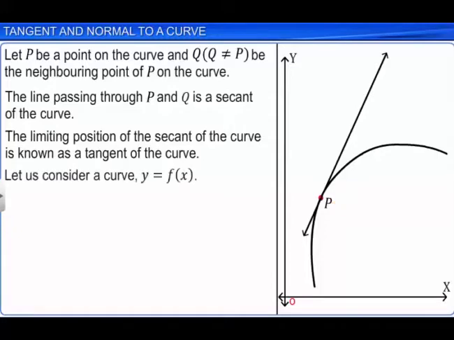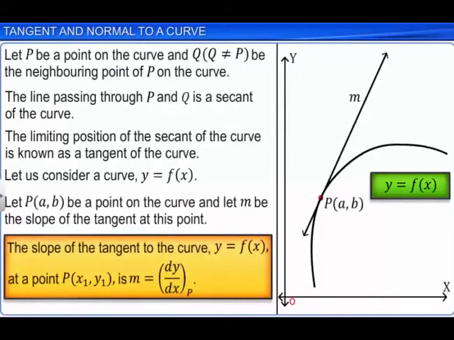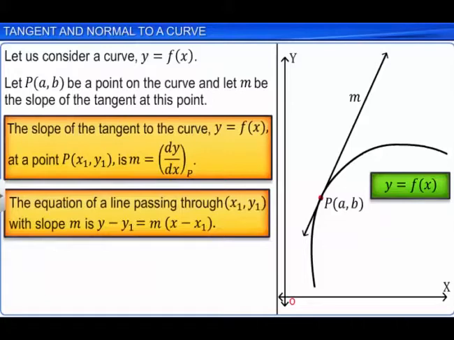Let the equation of the curve be y is equal to f of x. Let P, a comma b be a point on the curve, and m be the slope of the tangent at P. We call that the slope of a tangent to the curve y is equal to f of x at point P, x1 comma y1 is dy upon dx at x1 comma y1. And the equation of a line passing through a point x1 comma y1 and having slope m is y minus y1 is equal to m into x minus x1.